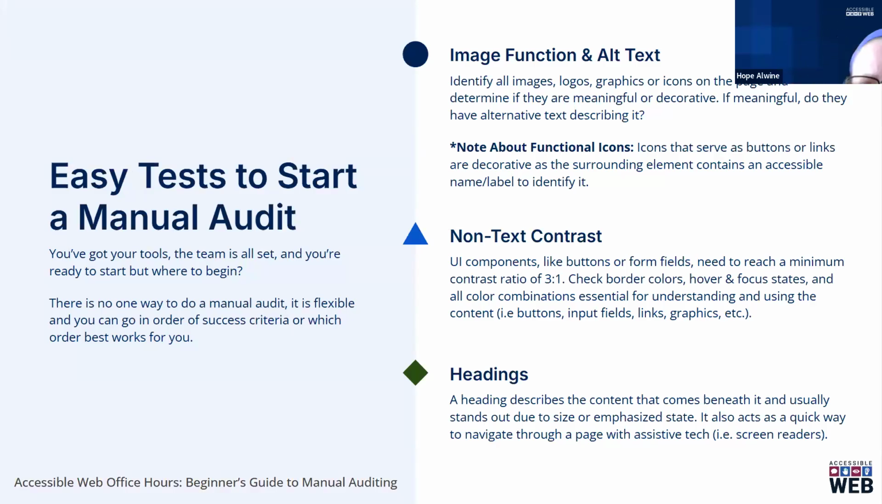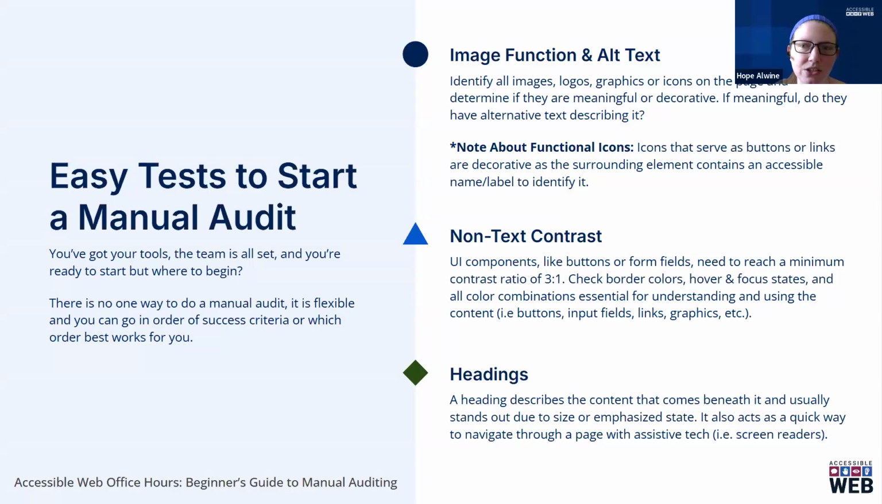Okay, so you've got your tools, the team is set, users are notified with an accessibility statement, and you're ready to start, but where do you begin? Manual audits don't require a strict start and stop point. There is no right way to complete a manual audit. You could simply go through the success criteria one by one, or you can do the more time-consuming tests first. It's up to you as the auditor and the needs of your team.